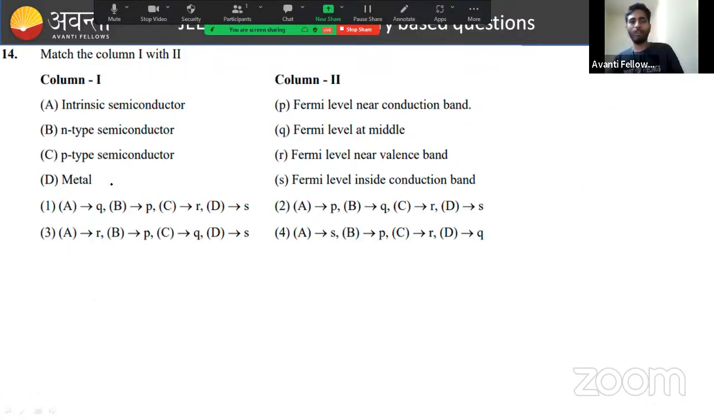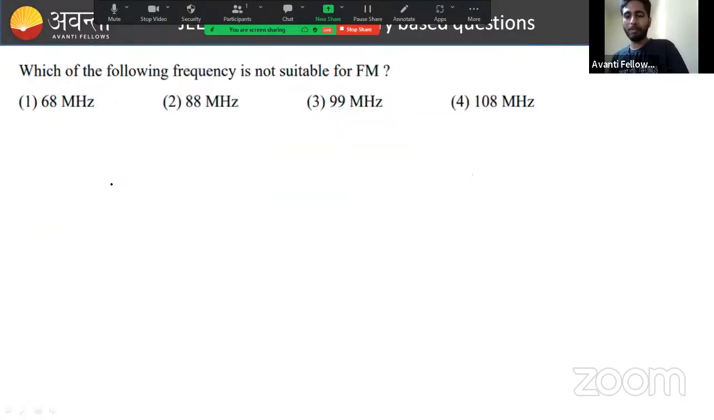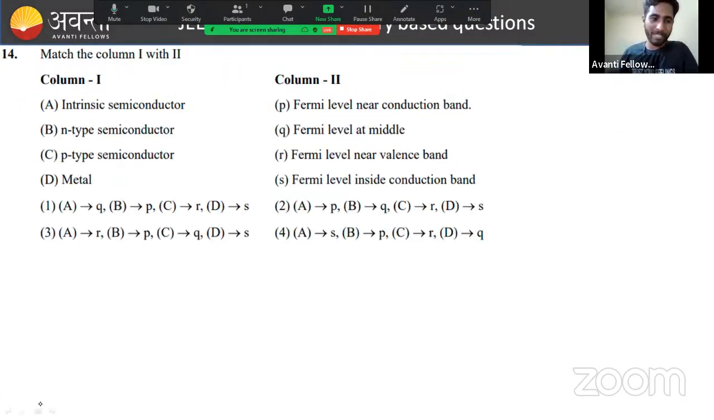Okay, match the following columns. We need to match the column. Every day I'm bringing one question, match the following. It's good to do, right? Intrinsic semiconductor: here on the right side, they have given conduction band, valence band, and Fermi level, etc.